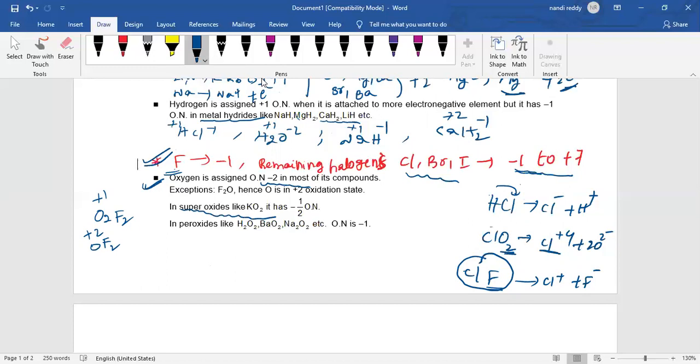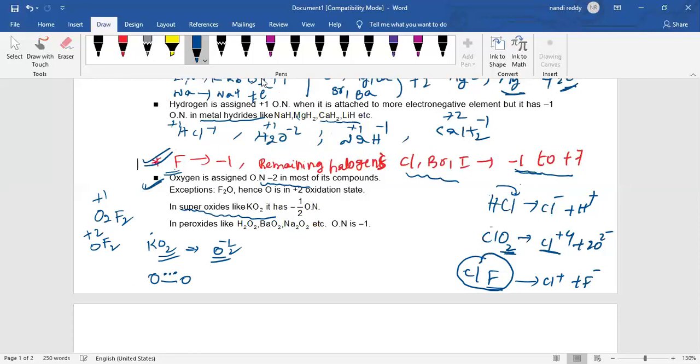And oxygen can show -1/2 oxidation number in superoxides. For superoxides, one example is KO2. Here potassium gives 1 electron that is shared by 2 oxygen atoms. That is the reason oxygen has -1/2 oxidation state. In the structure, oxygen-oxygen has a 3 electron bond.